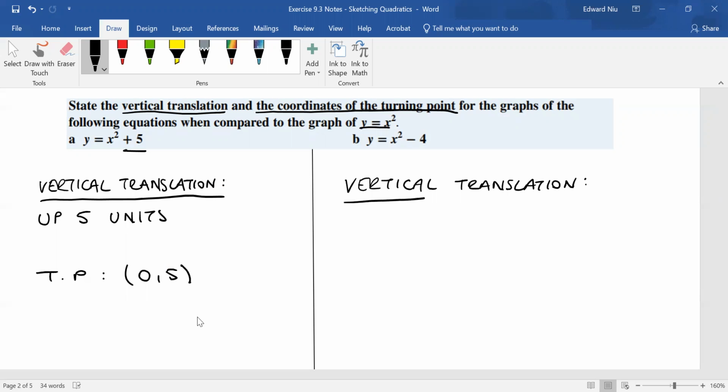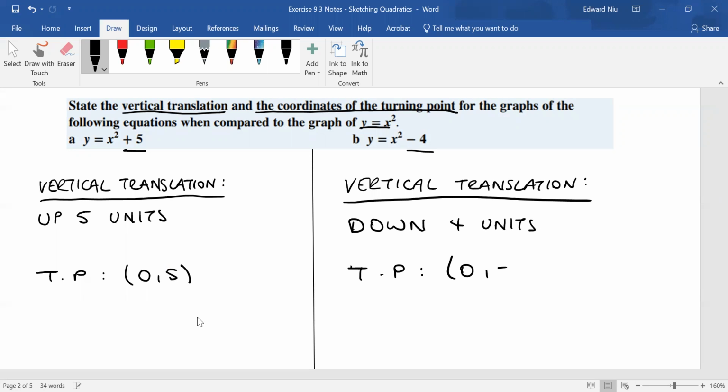This is going to go down because it's negative. So previously it was a plus 5. Now we've got a negative 4 constant. So down 4 units. Okay, and our turning point will be (0, -4). All right, let's put this on the graph and we'll see what it looks like.